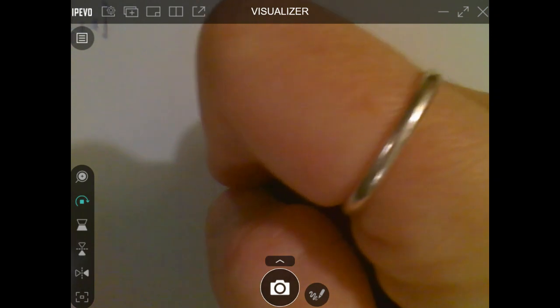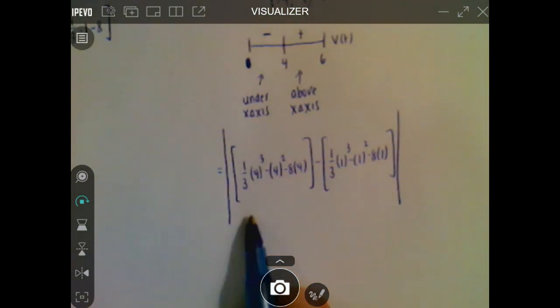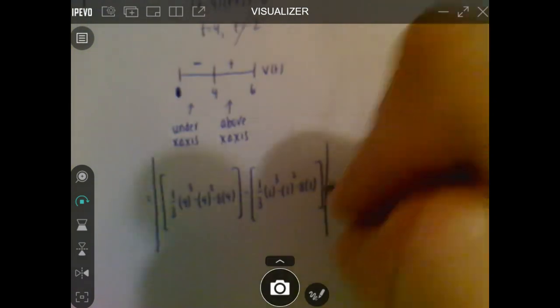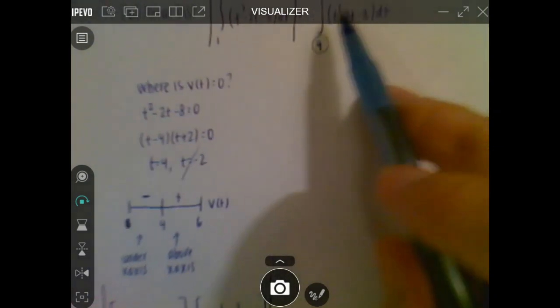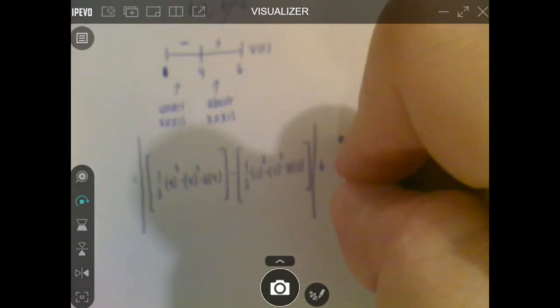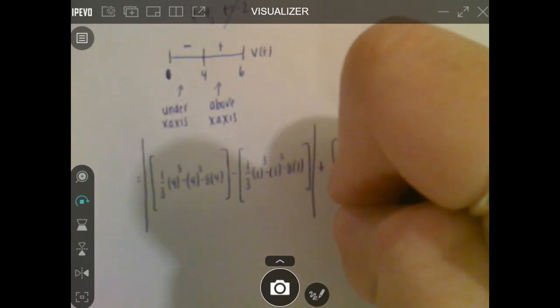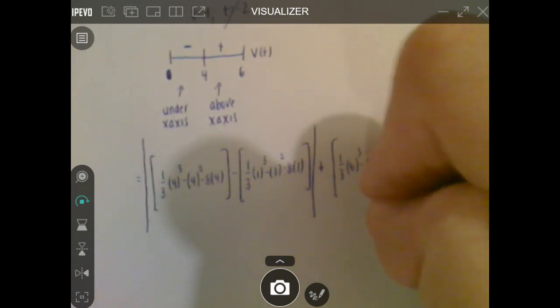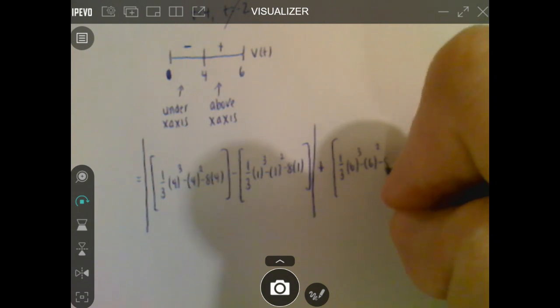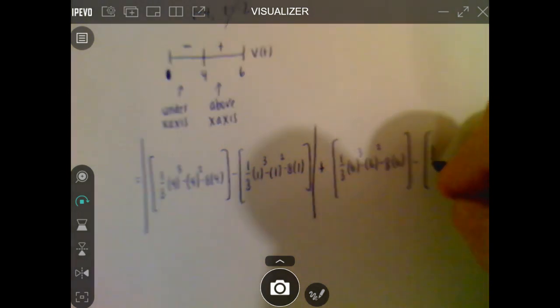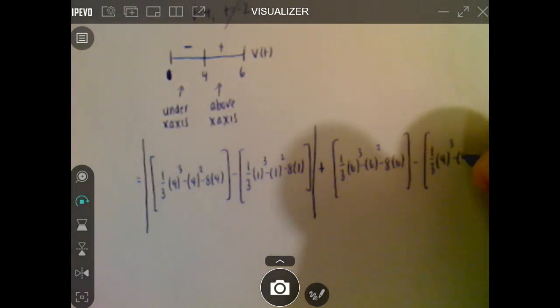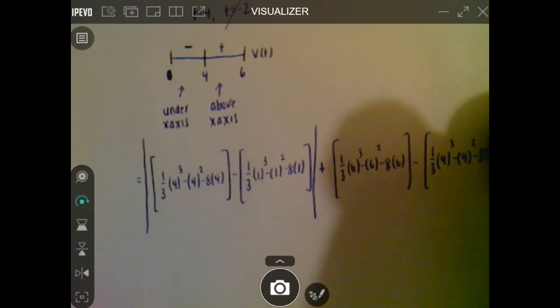And this stuff is all going to be in absolute values because whatever that value is has to be positive, because we have to move it again, kind of think about it as flipping it up from underneath the x-axis to above the x-axis. But then I have to add to that the FTC part 2 of this integral up here. So I'm going to take my antiderivative, evaluate it from 6. So 1/3 times 6 cubed minus 6 squared minus 8 times 6. And we're going to subtract that evaluated at 4. So 1/3 4 cubed minus 4 squared minus 8 times 4.